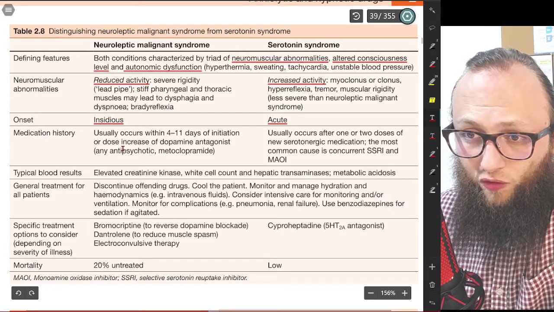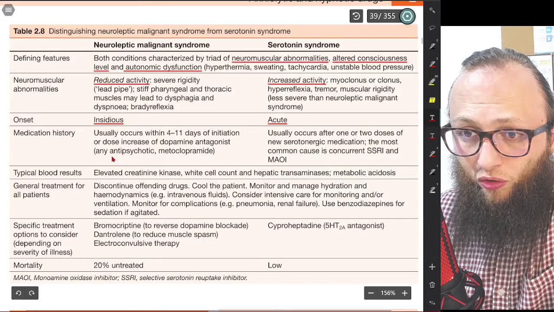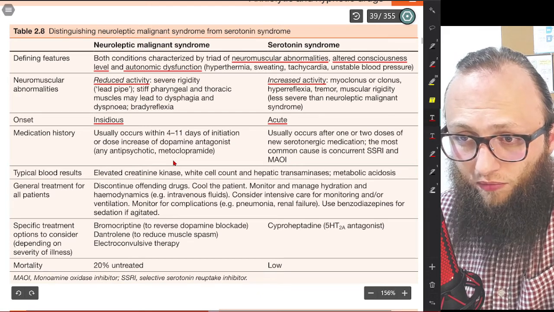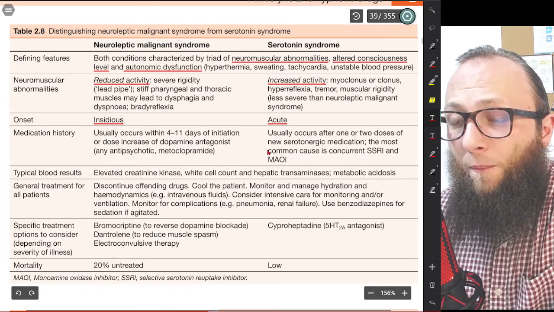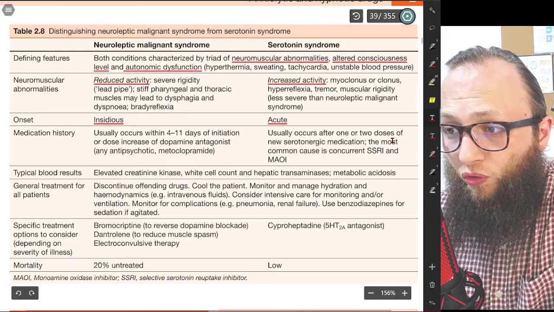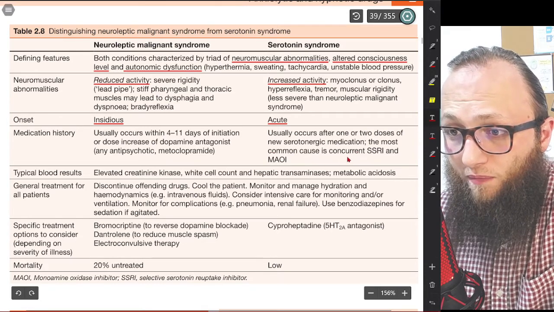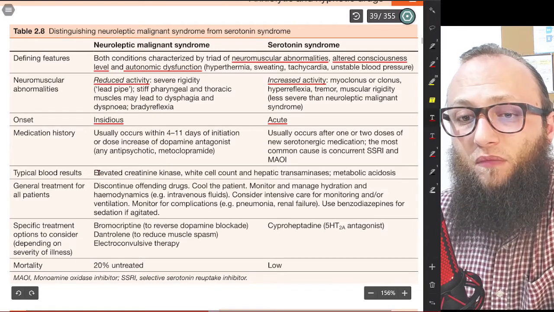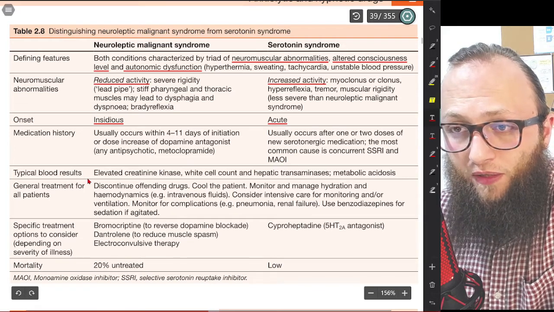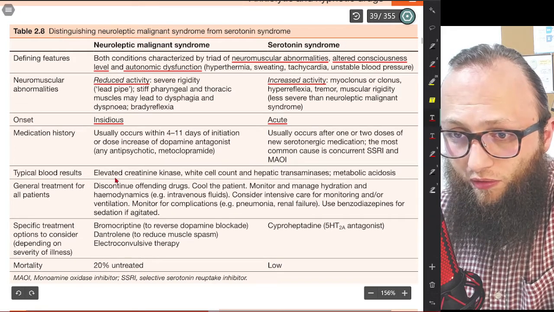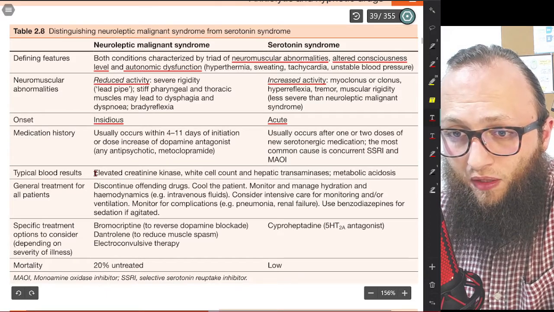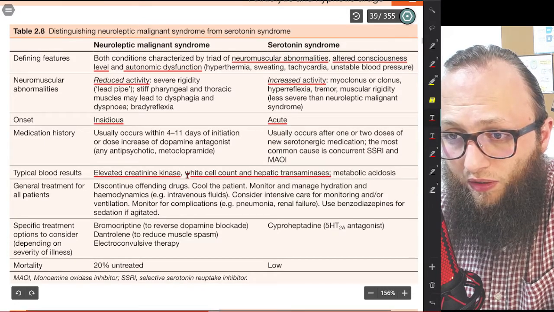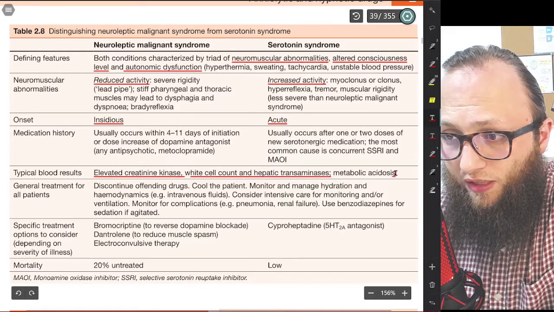Medication history: neuroleptic malignant syndrome usually occurs within 4 to 11 days of initiation or dose increase of a dopamine antagonist. We are talking about antipsychotics mostly, but also metoclopramide. Serotonin syndrome usually occurs after 1 or 2 doses of a new serotonergic medication. The most common cause is concurrent SSRI and MAO inhibitor. Typical blood results: in neuroleptic malignant syndrome, and even in serotonin syndrome, you can find elevated creatine kinase, white cell count, and hepatic transaminases. All of these would be increased, and also metabolic acidosis.